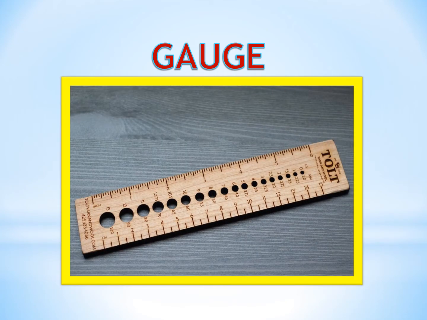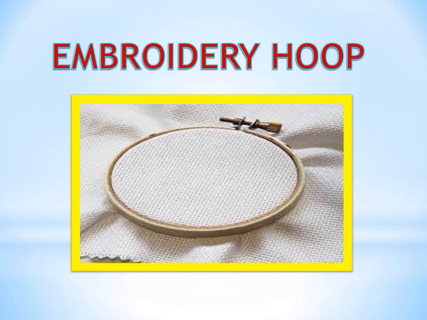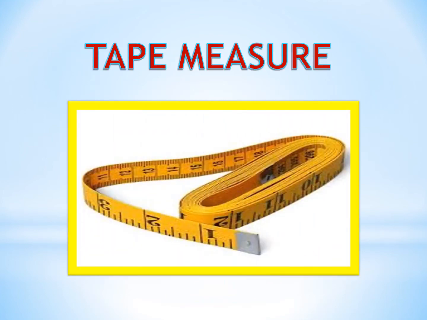Another tool used in embroidery is gauge. A gauge is a ruler typically 6 inches long and used for measuring short spaces. Embroidery hoop is a tool used to keep the fabric taut while working with embroidery or other forms of needlework. Next is tape measure. It is a flexible ruler used to measure sizes or distances.